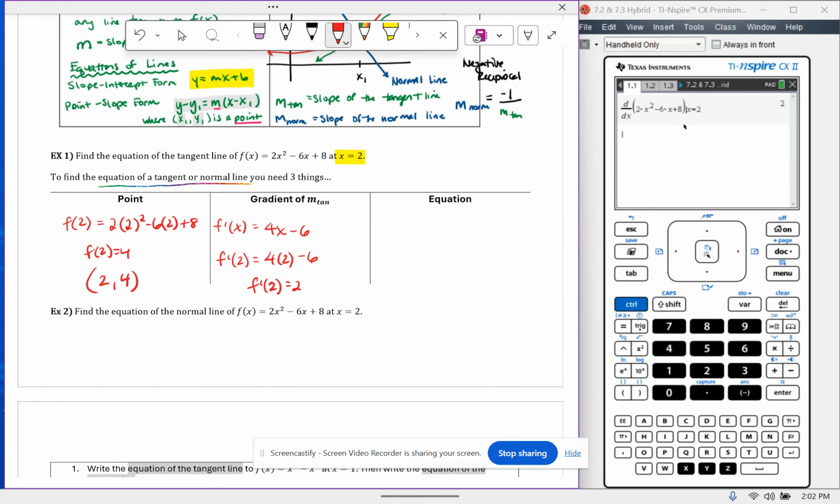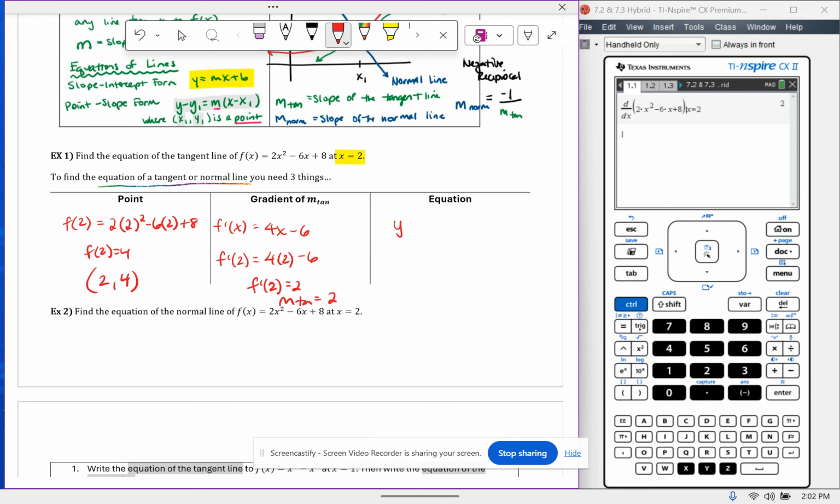And you could check your work with the numerical derivative at a point function on your calculator. In fact, if it's a calculator question, just plug it in and get it that way. You don't need to calculate the derivative. But sometimes they're not calculator questions, so you do have to know how to do both. This is your m tan. The slope of the tangent line, when x equals 2, is 2.